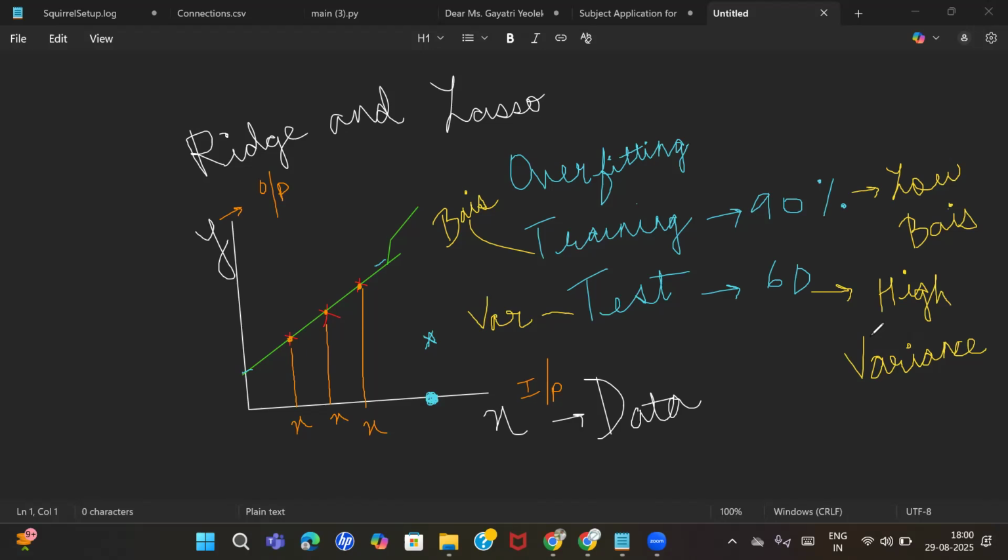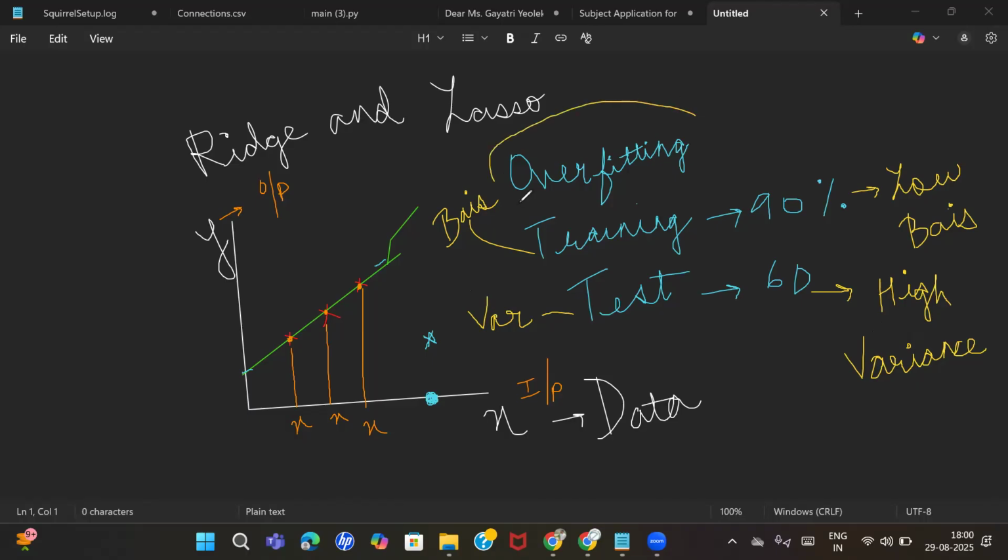So whenever accuracy is more, we call it low. Whenever accuracy is less, we call it high. And for training, we call it bias, and for test, we call it variance. So just understand these two things. We have two conditions whenever we are building any model.